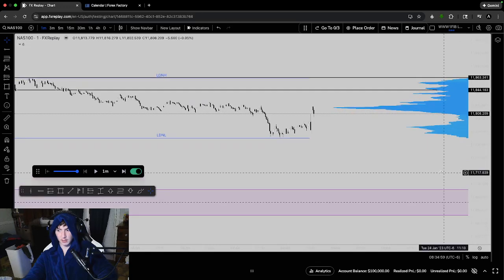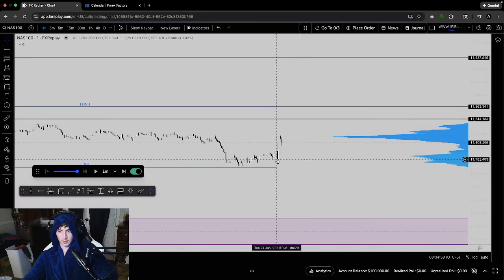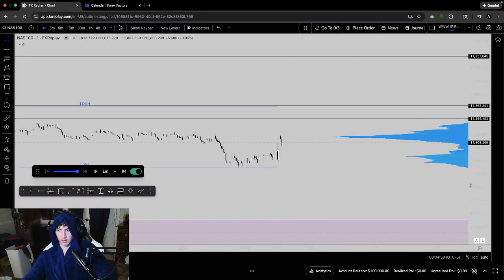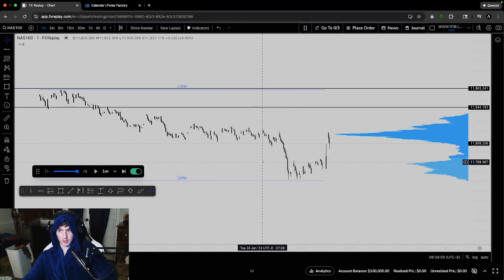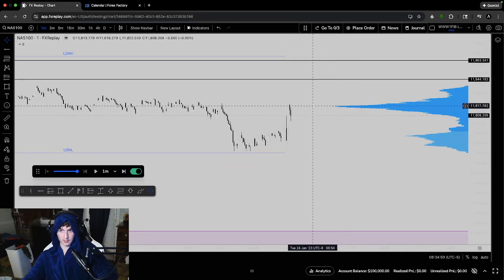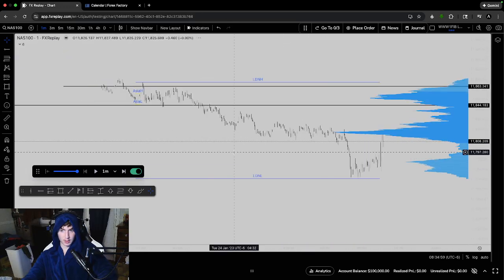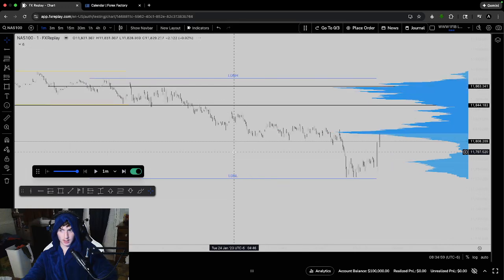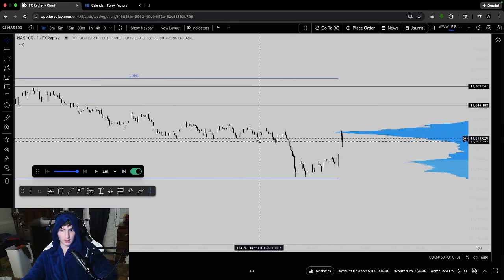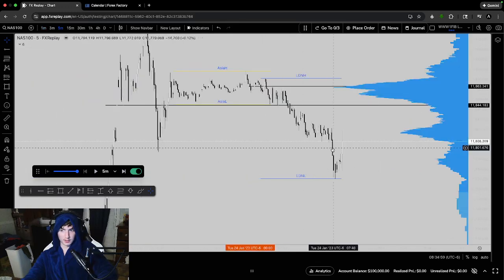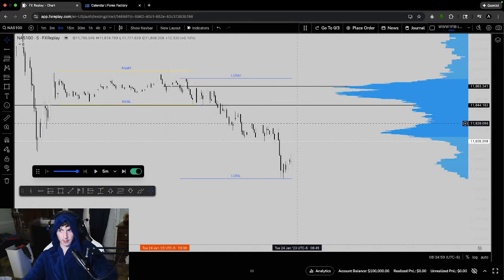Oh, was I not even at market open yet? Oh yeah, I wasn't even at market open. Still the same bias though. Alright, it looks like we closed above this low volume node. And I think we might want to push upwards into this area right here.